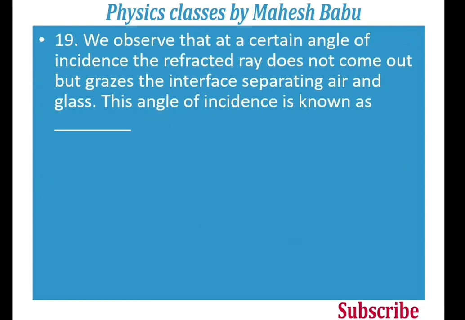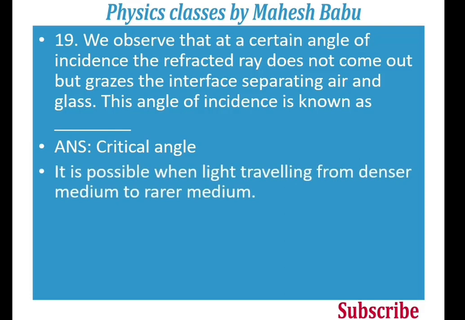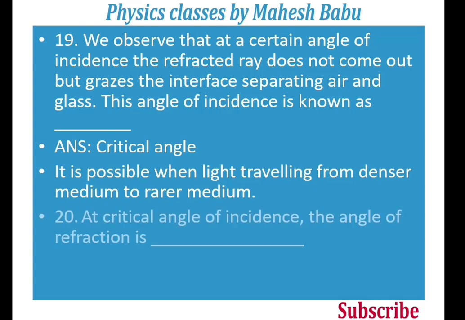We observe that at a certain angle of incidence, the refracted ray does not come out but grazes at the interface separating air and glass. This angle of incidence is known as the critical angle. At the critical angle, the light ray will not enter the rarer medium. It won't come out from the denser medium. It grazes at the interface. Remember that it takes place when a light ray travels from a denser medium to a rarer medium.